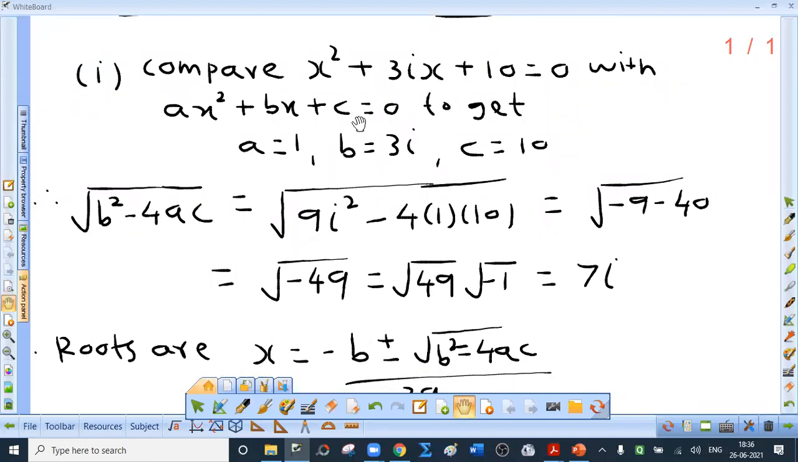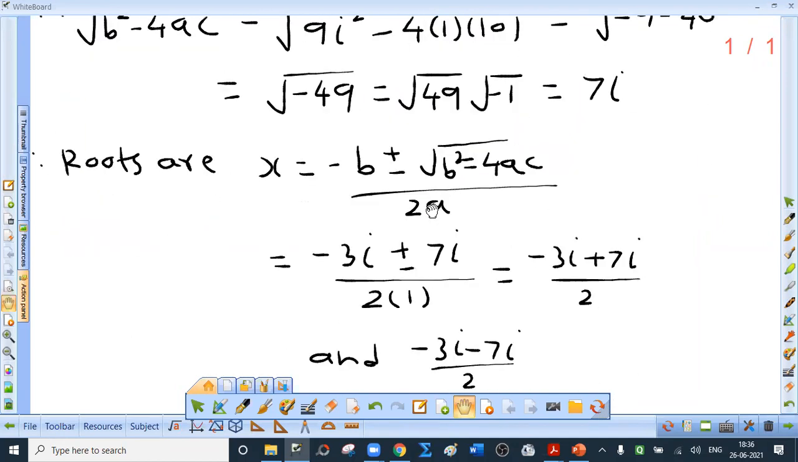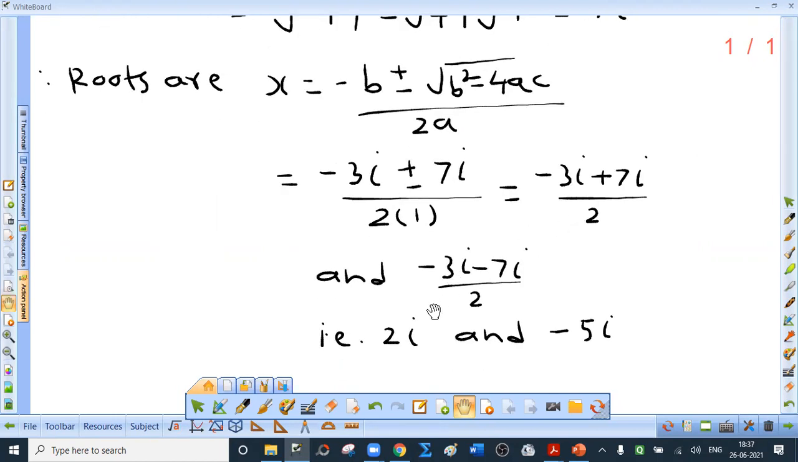Substitute the values. b is 3i, so b square is 9i square, but i square is minus 1, so minus 9, this is minus 40. What is root of minus 49? Root 49 into root minus 1, that is 7i. Write the formula, substitute the values. So the roots are minus 3i plus minus 7i by 2. So minus 3i plus 7i by 2, and the other root minus 3i minus 7i upon 2. So simplify to get the first root as 2i and second root as minus 5i.